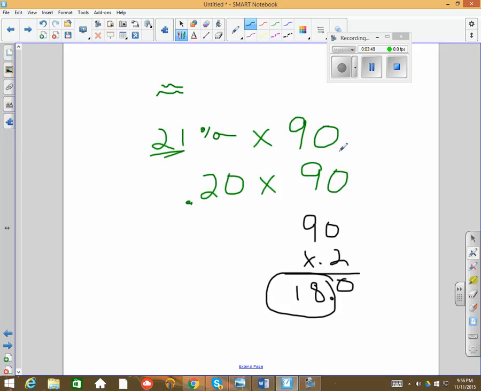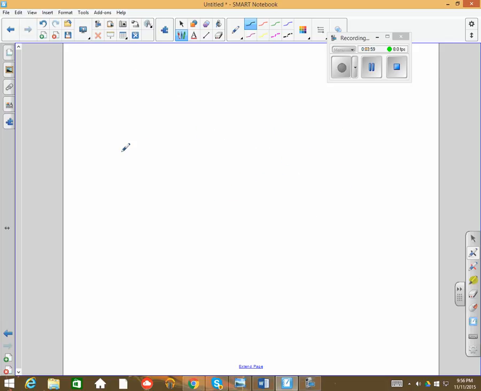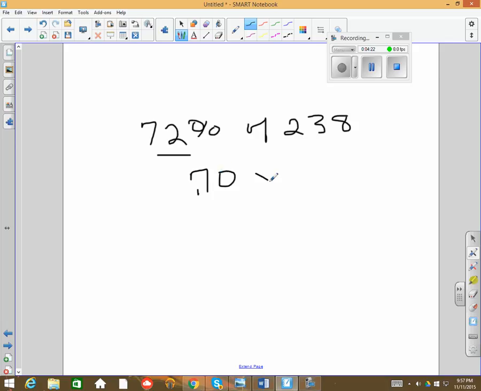Okay? Let me look at another one, let's say you're doing the even ones. Say number 5. If you see in your book, number 5 is 72% of 238. So what is 72 closest to, 70 or 80? It's closest to 70. Change that percent to a decimal times 238.